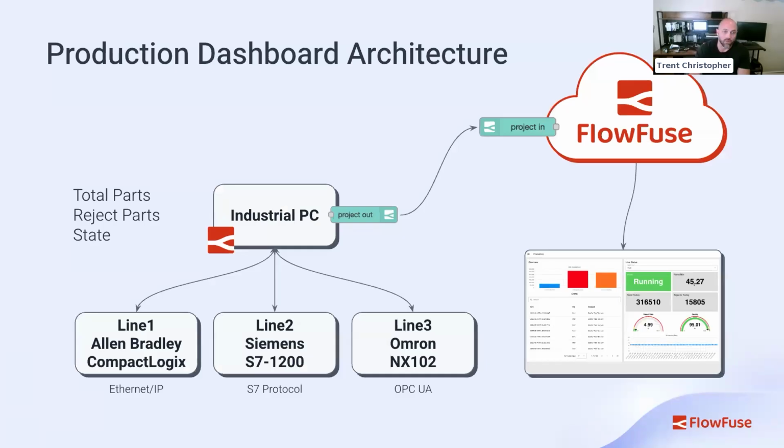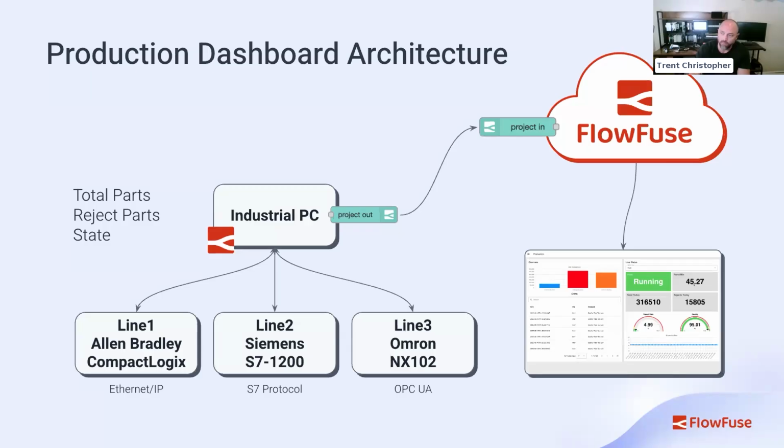So here's the architecture that we are going to be building today. We are going to be leveraging FlowFuse in the cloud on the right-hand side. You can see FlowFuse, and then you can see the dashboard is being presented by the cloud. And then we are going to leverage the project nodes to be able to go from the industrial PC that is running the FlowFuse Edge agent, and that is what manages the flows and development and the connectivity at that edge. And that is going to be connecting to our devices.